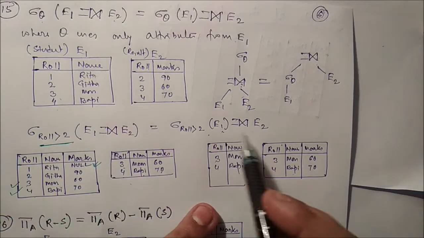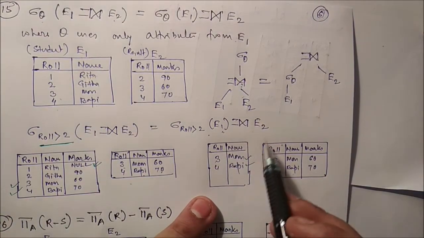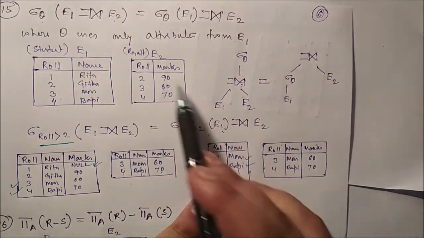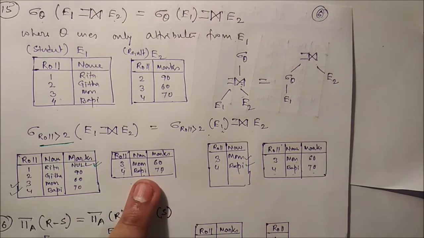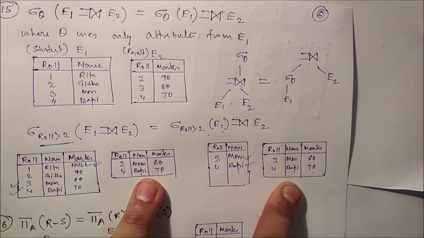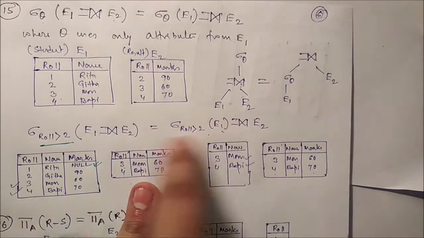And after that, we have to apply the left outer join with this particular E2 table. If you apply left outer join with the E2 table, we can get this particular result. So 3 Mons 60, 4 BAP is 70. That means you can see both the tables are the same. So we can say both the expressions are equivalent.